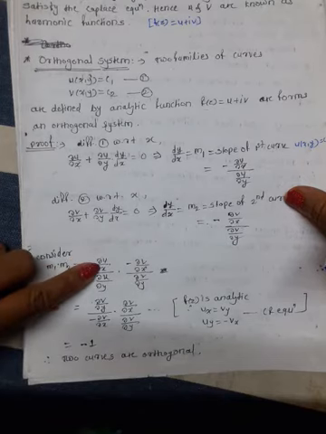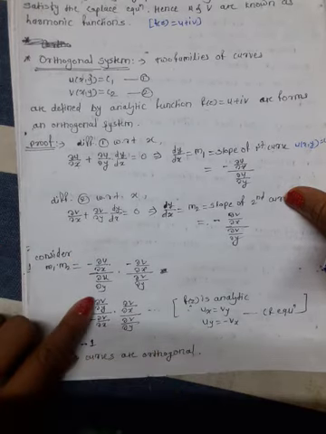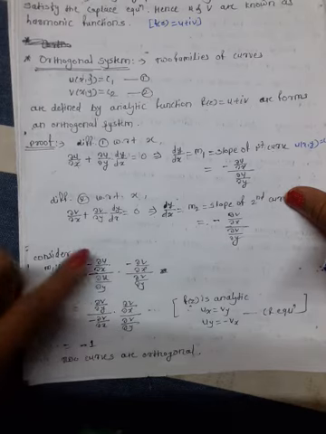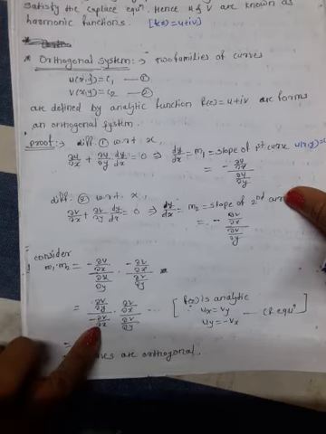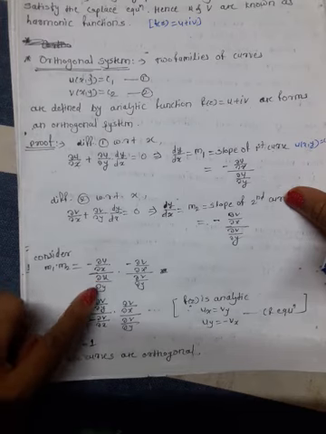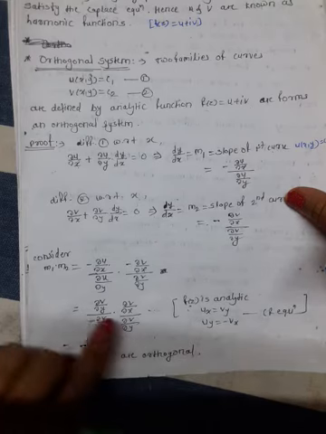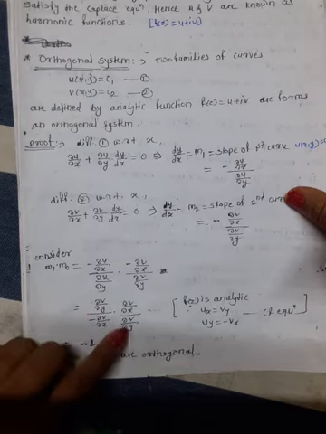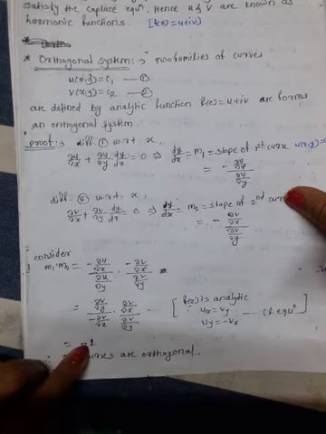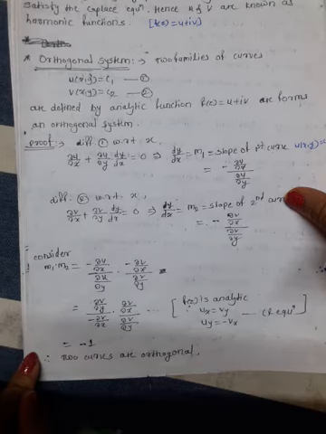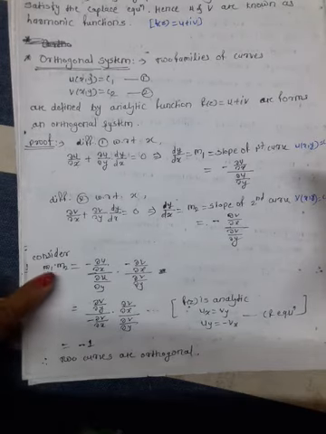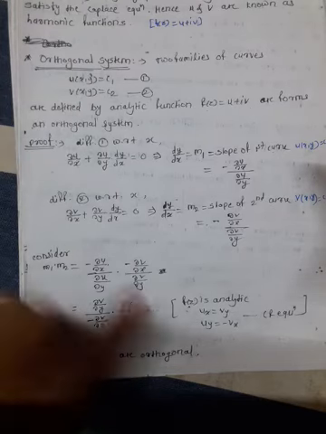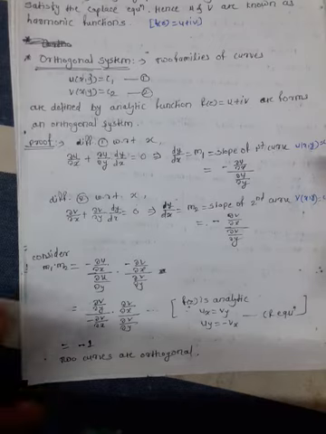You replace here ∂u/∂x by ∂v/∂y, and ∂u/∂y by minus ∂v/∂x, and cancelling out terms, we get the answer -1. That's why the product of the slopes of these two curves is -1. That's why these two curves are orthogonal to each other. This is the proof.